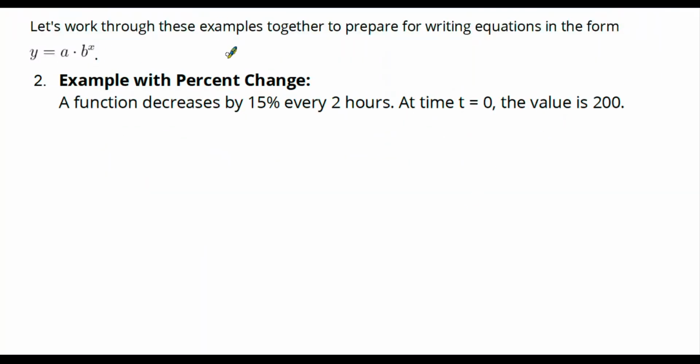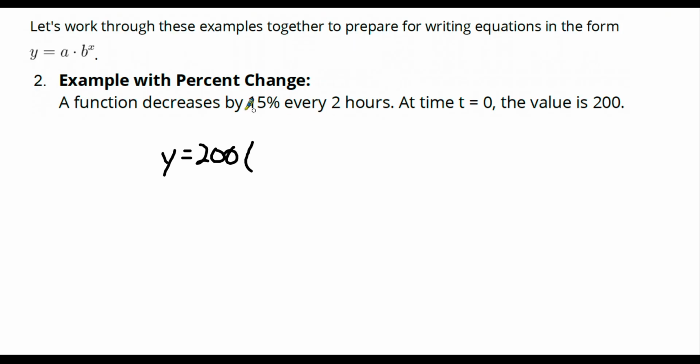Example 2. On this one, a function decreases by 15% every 2 hours, and at t equals 0, the value is 200. So we're actually given the starting value here, right? I'm given that the starting value is 200, so I don't have to figure that out this time. I know that's going to be part of my function.